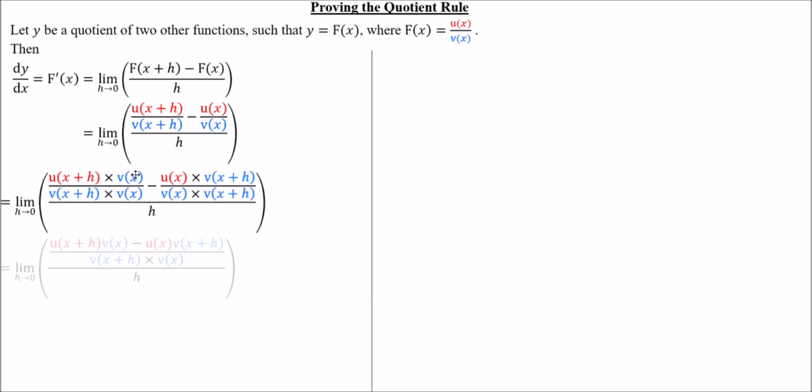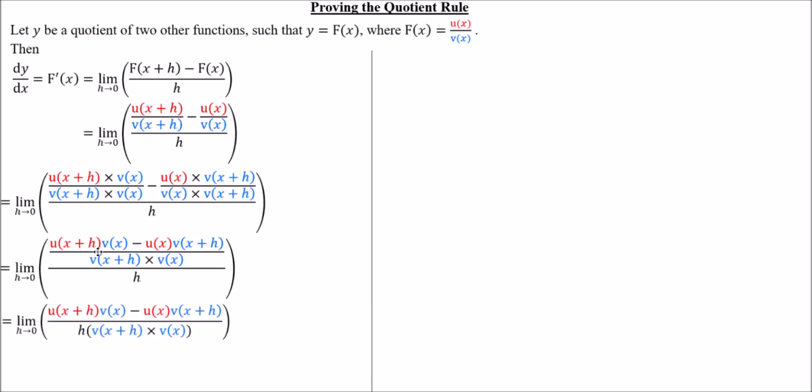This can then be simplified to this. So putting it all over the same denominator of v of x plus h, v of x, we can just combine the first numerator, take away the second, like so. Now over here, because we've got this denominator on the top, which is then being divided by h, we can simply say that the overall denominator is this v of x plus h times v of x multiplied by h. So we're just consolidating this denominator divided by this one into just one single denominator. That's all we're doing in this step.